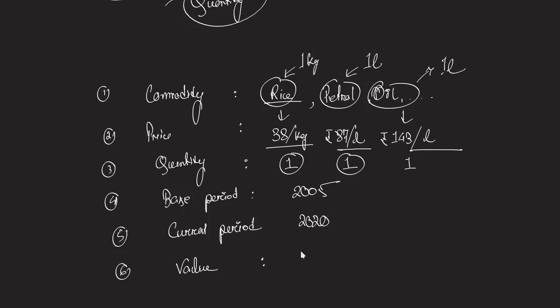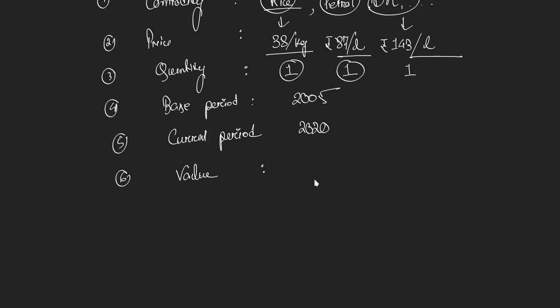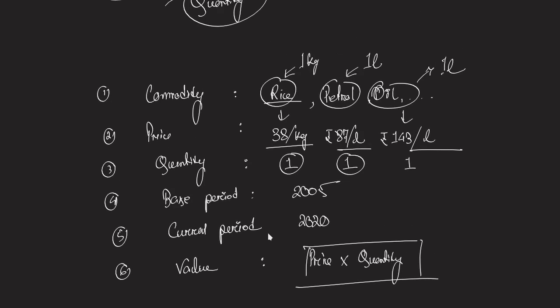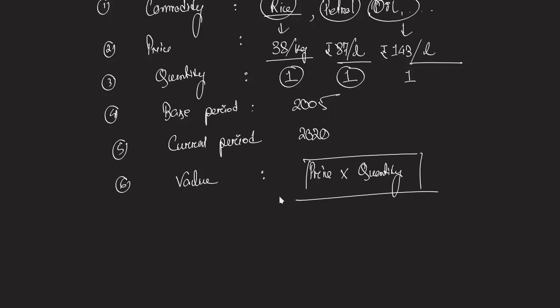And value is your price into commodity quantity. So value is given by price into quantity. So this is value. So these are some terms that are most commonly used in your index number.